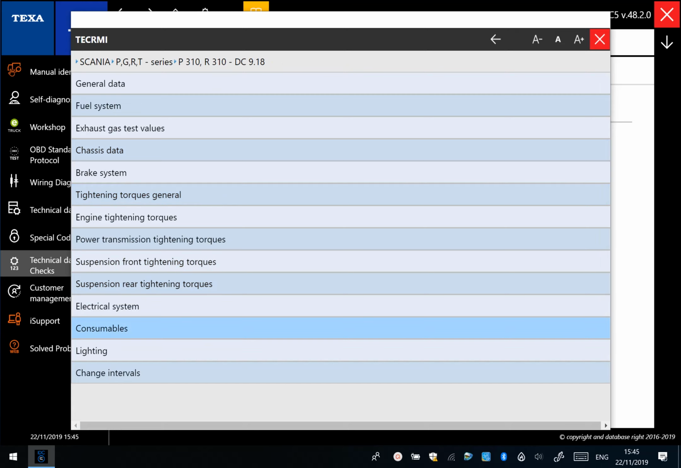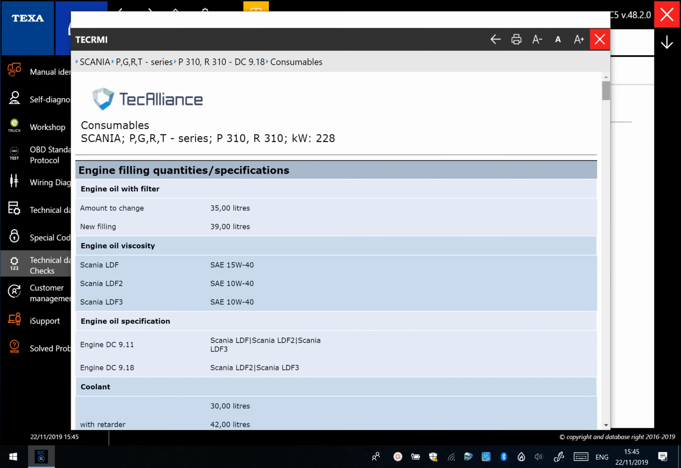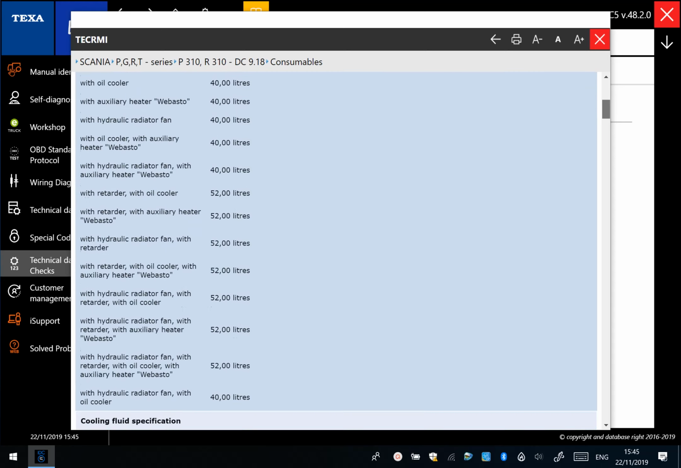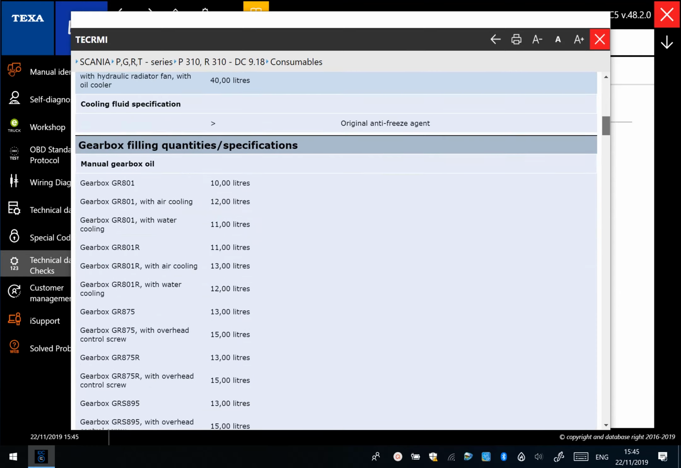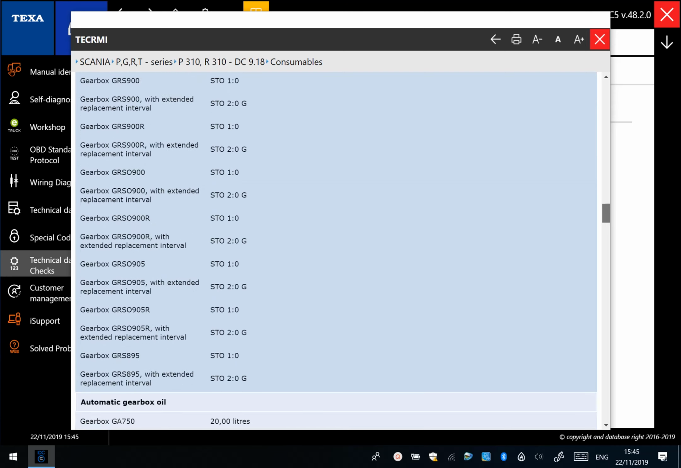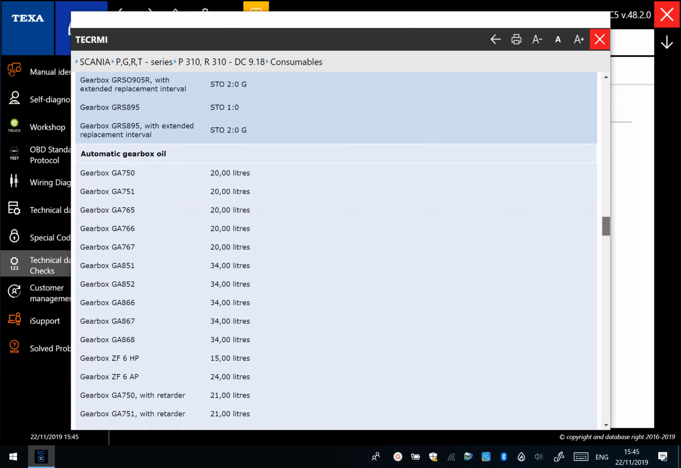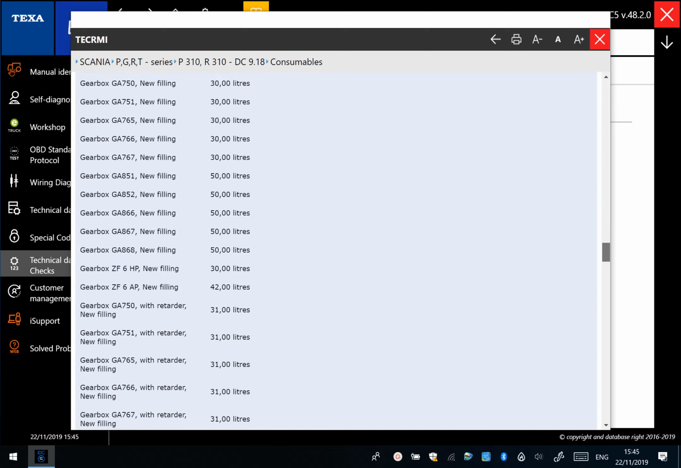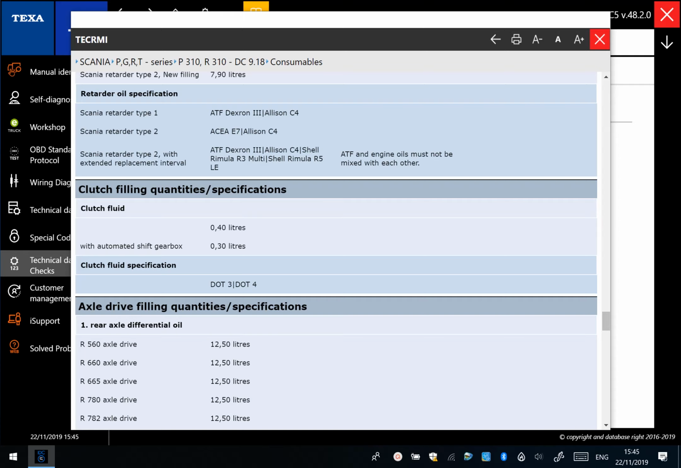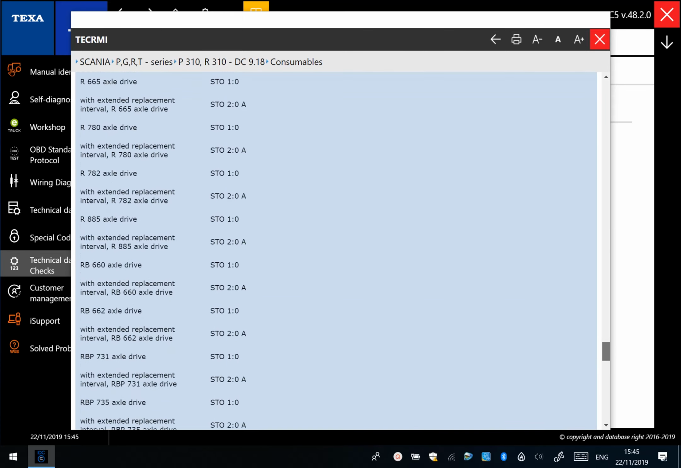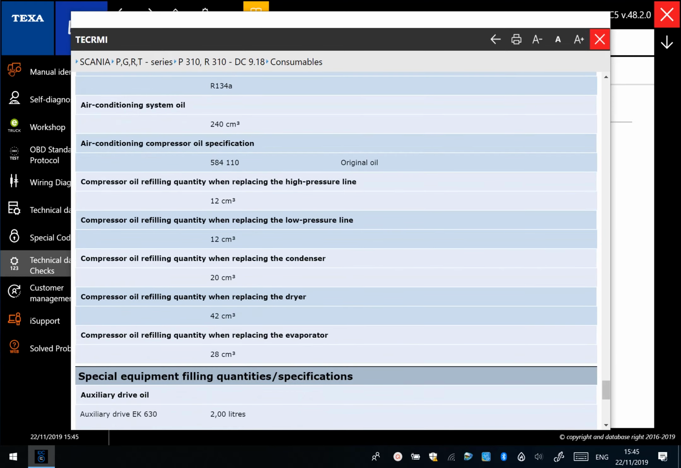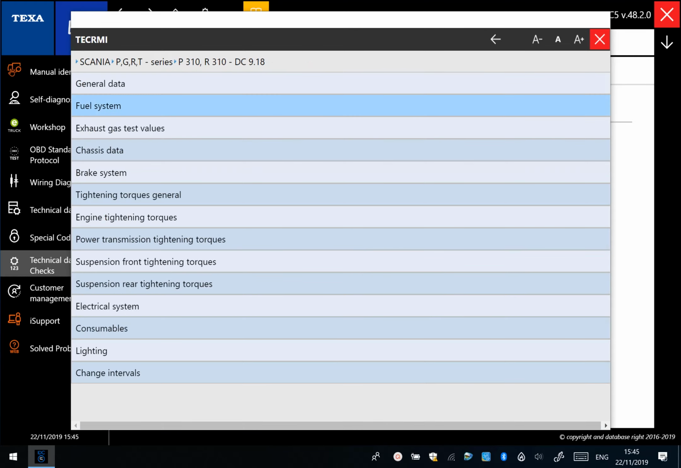We head back. Again, we've got down to consumables, so particular types of oil, fill levels, not just for the engine, but for transmission or gearbox. What else have we got here? Manual gearbox, yeah. Automatic gearbox oil, again, it's telling you exactly the spec. I'm going a little bit quicker here just to get down to the bottom. So clutch filling, axle filling. I mean, there's just an extensive amount of information in here to help with the vehicles that you have.